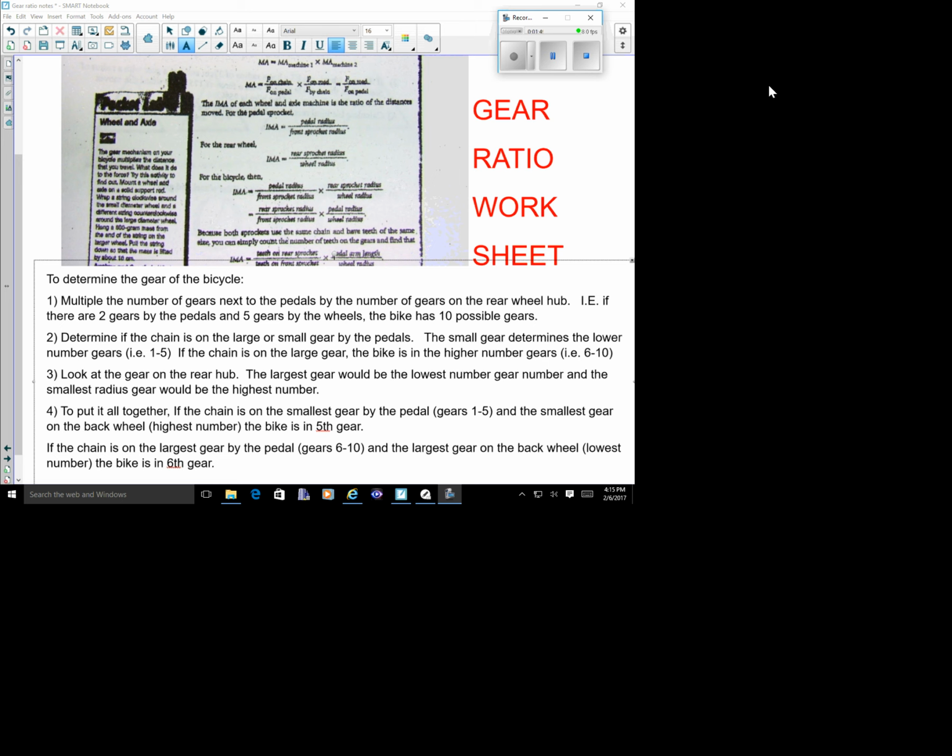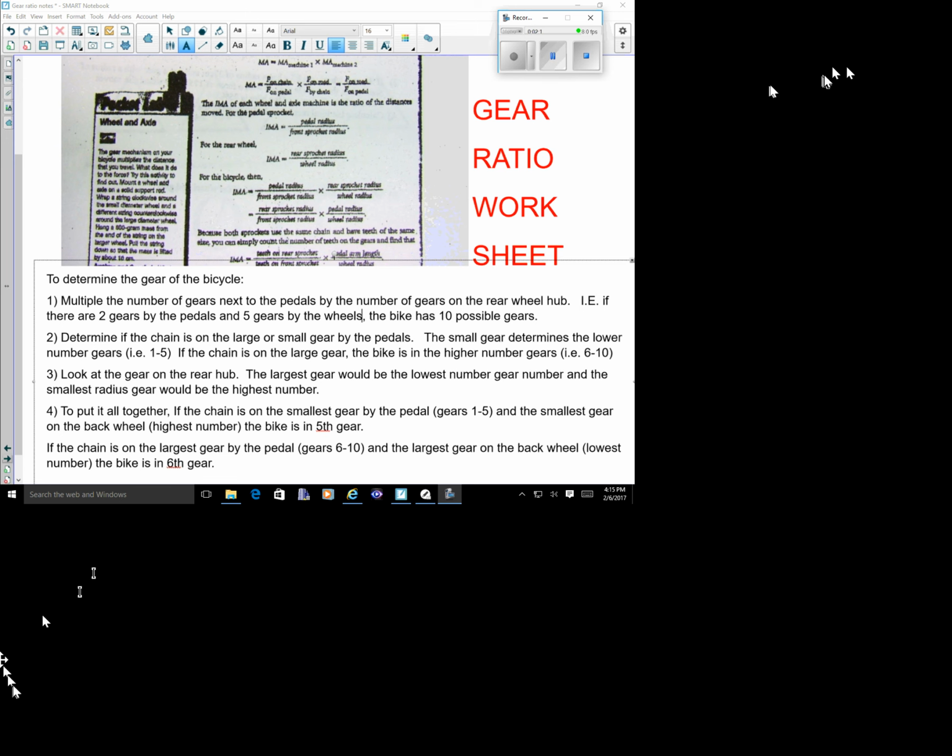Now let me expand on that. If the chain was on the largest gear up by the pedals, that means you're in gears 6 through 10. But it's also on the largest gear on the back wheel. Now remember, the largest gear on the back wheel means it's the lowest number because it flip-flops. That means you would be in gear 6. So feel free to, once again, stop this and write this down. Now we're going to do some sample problems on the next page.